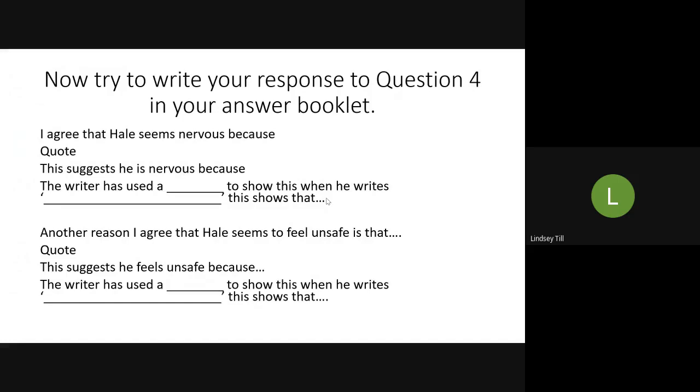Now, try to write your response to question 4 in your answer booklet, and there are some sentence starters there to help you. Okay, you don't have to use these sentence starters. They are just there as a guide for you, and I'm sure you'll manage without them, but they're there just to support you. Okay, thank you very much.